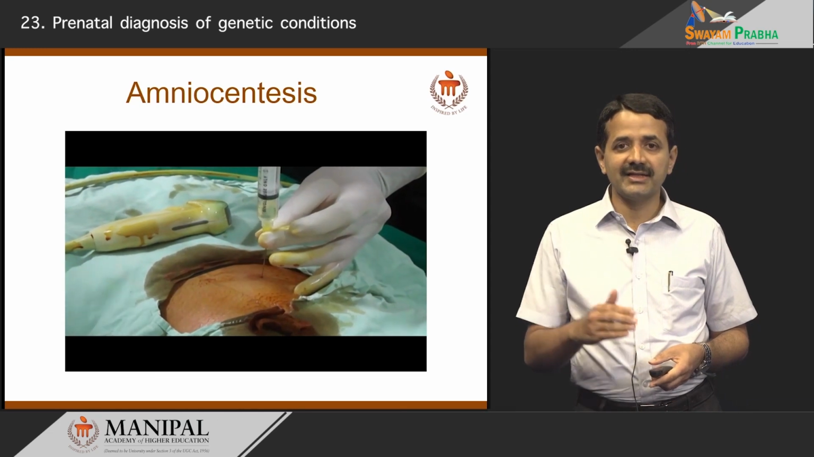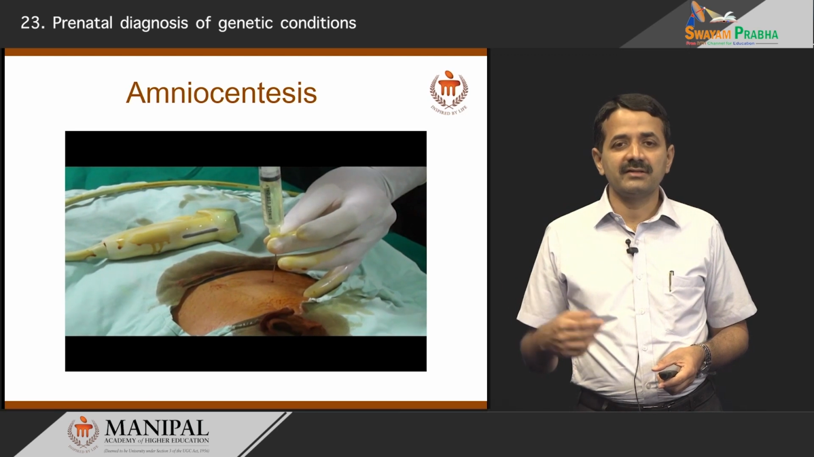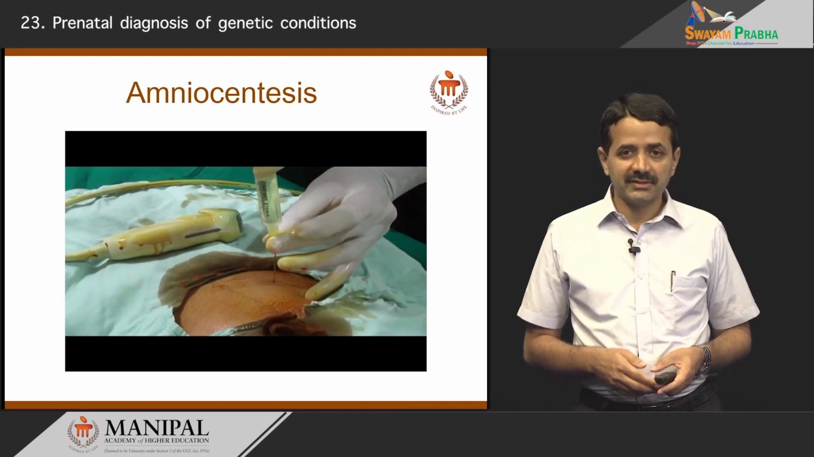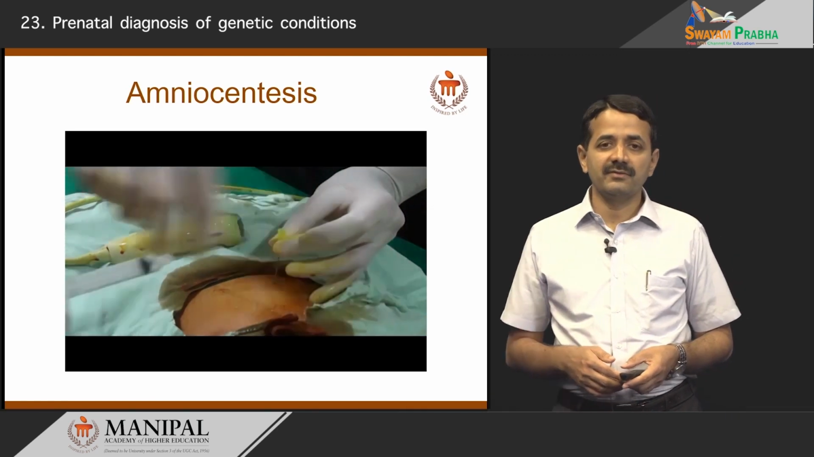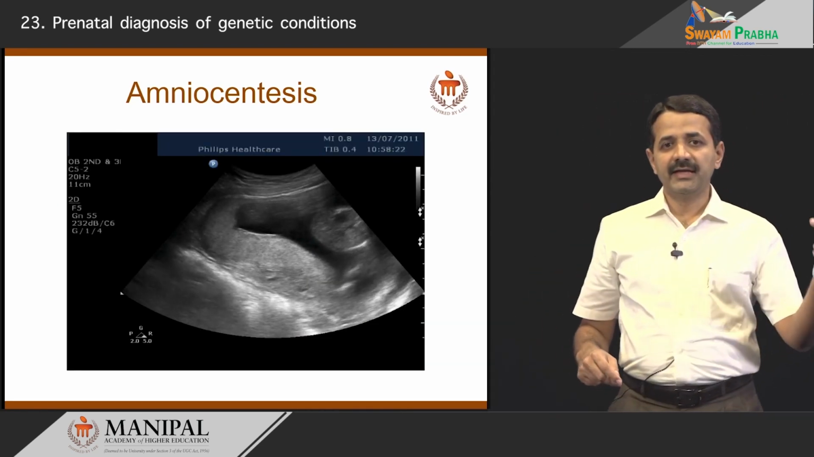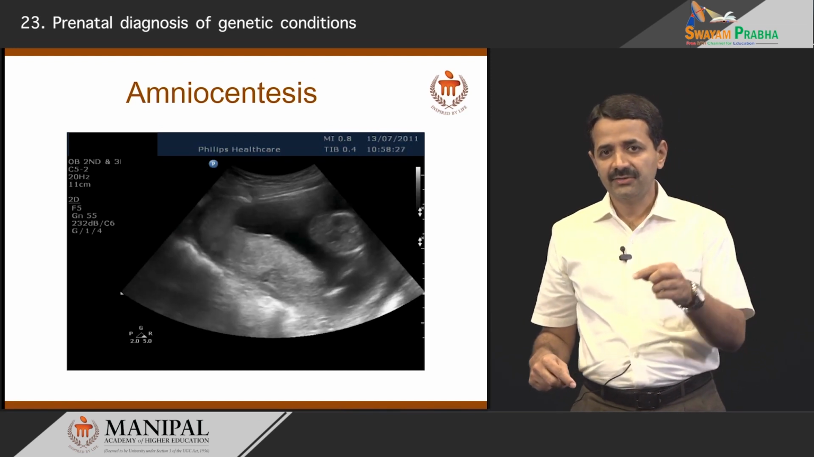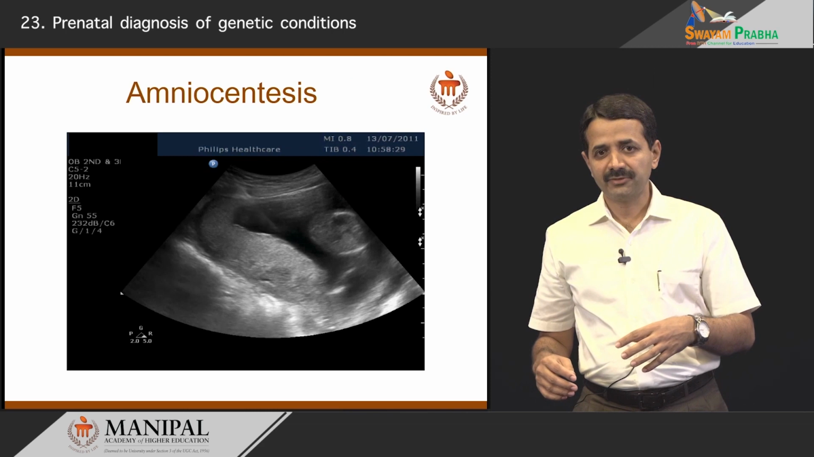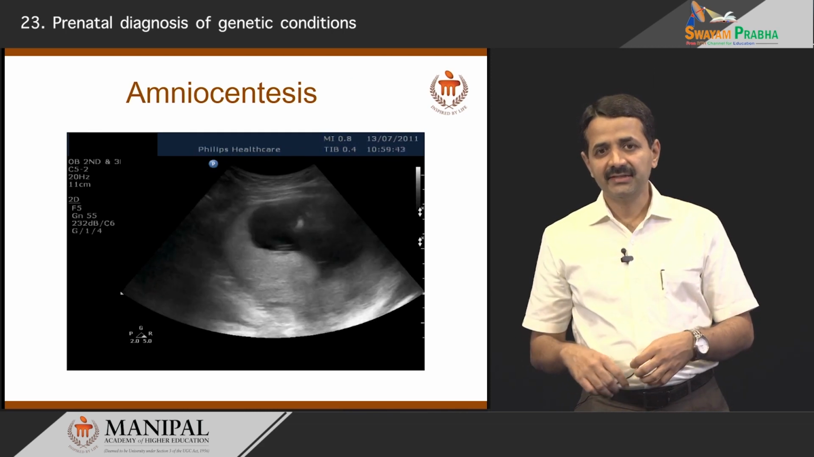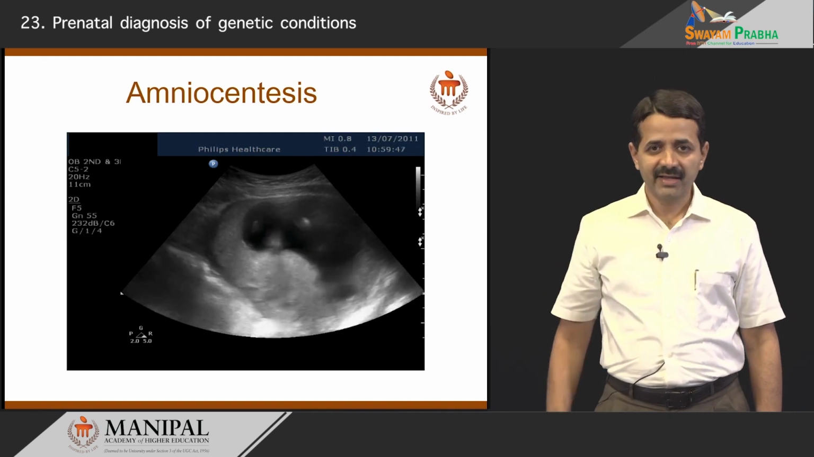You can see the amniotic fluid, clear amniotic fluid coming into the syringe, which is then sealed and labeled and then sent to the laboratory for further testing. You can see on the ultrasound monitor a needle entering through the abdominal wall of the lady into the uterine cavity. The black space is amniotic fluid, and you can see the needle entering, then amniotic fluid is withdrawn, and after the procedure it is taken back.